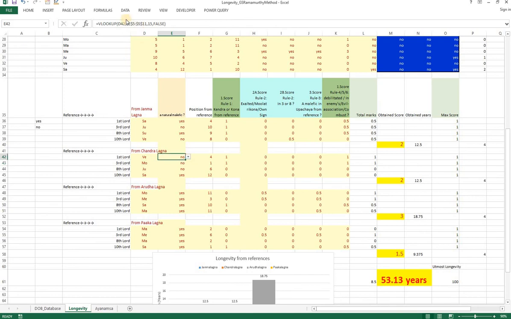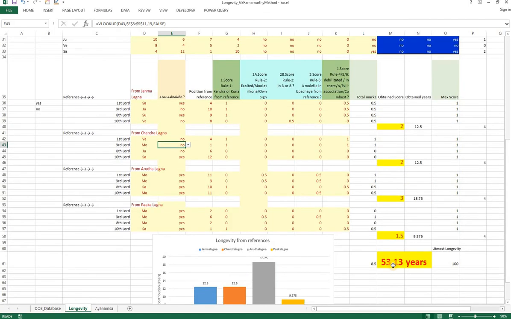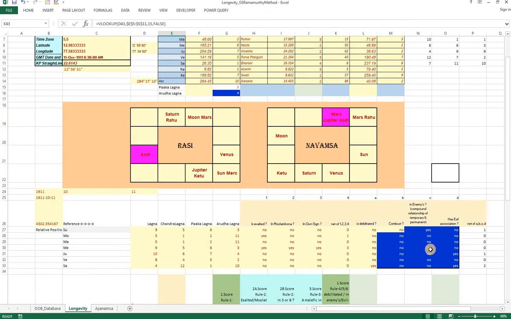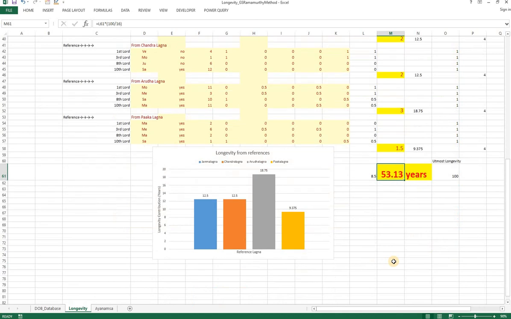So one can either pull the previous formula, which is a VLOOKUP formula, or you can specifically say yes or no here, and then the marks will accordingly change. So it is a flexible tool that way, but you'll have to understand and use it. The user directly needs to put in this and just see the number of years that the person can expect to live, and a relative measure of what is contributing to the overall life. Here the Arudha Lagna seems to be better off than the other Lagnas, the Janma Lagna, Chandra Lagna and Paaka Lagna. So we'll have to test it over many cases and then see if it works.